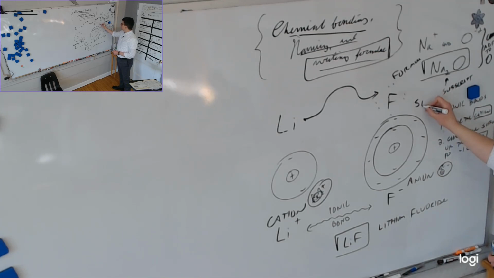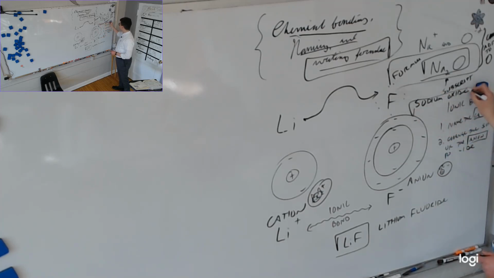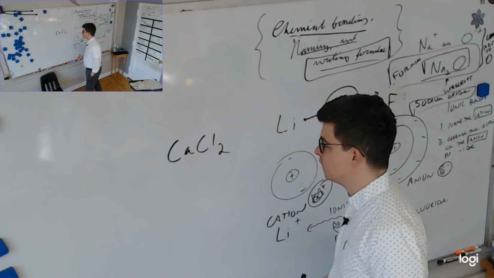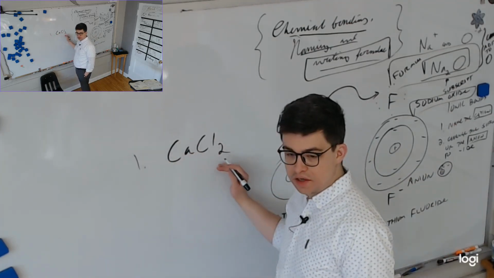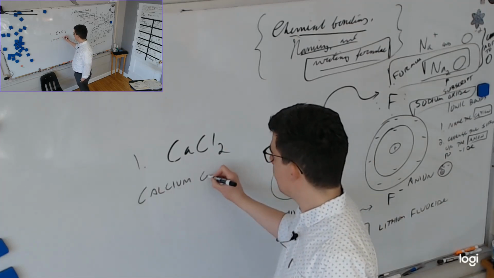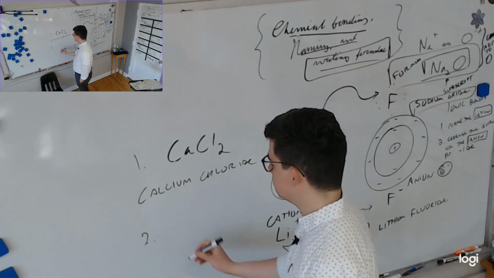So that's a pretty simple example of writing a formula and saying a name. Usually you'll be given one or the other. So let's try another one. Name it. This is something like, this might be on your worksheet. Number 1, what is it?